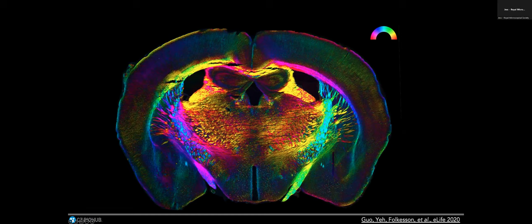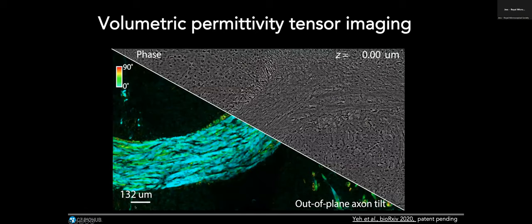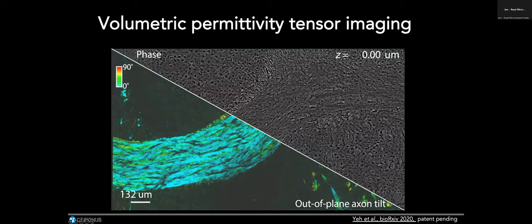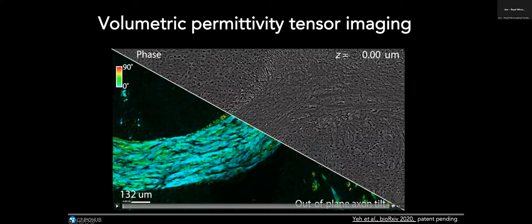We are going to zoom into this small part of the mouse brain section, corpus callosum, and as this movie plays, you will be able to see the structure of the tissue at multiple scales. First, at the scale of the axon bundles, on the left side, we are looking at the components of anisotropy. It's a vector quantity with 3D orientation. So we parameterize it in terms of the out of plane tilt, in plane orientation, as well as the magnitude of anisotropy. And on the right, we are looking at the density.